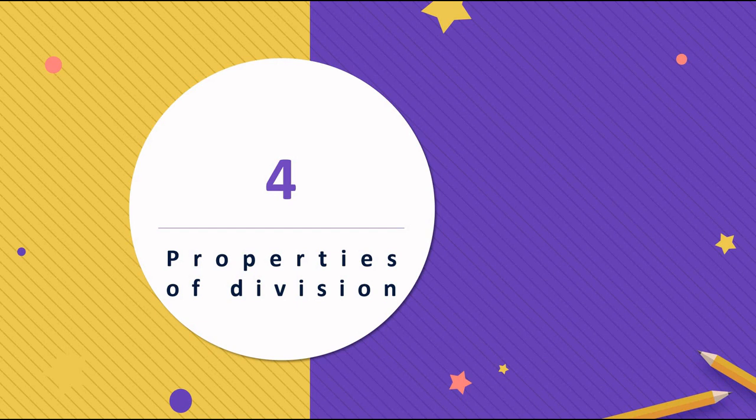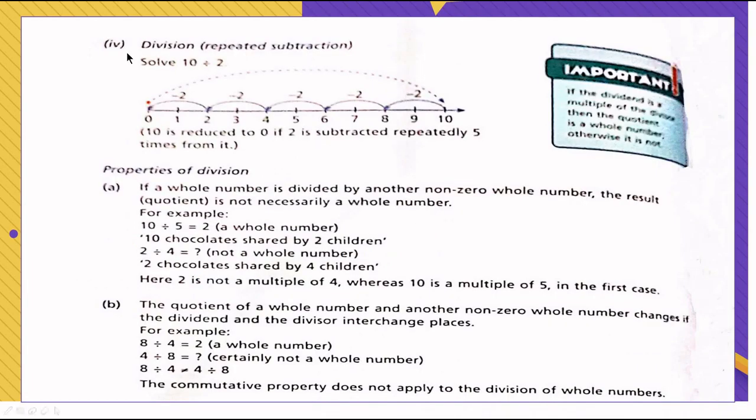Properties of division. Division is repeated subtraction. What do you mean by repeated subtraction? It means division is actually the method of subtracting over and over. A: If a whole number is divided by another non-zero whole number, the quotient is not necessarily a whole number.